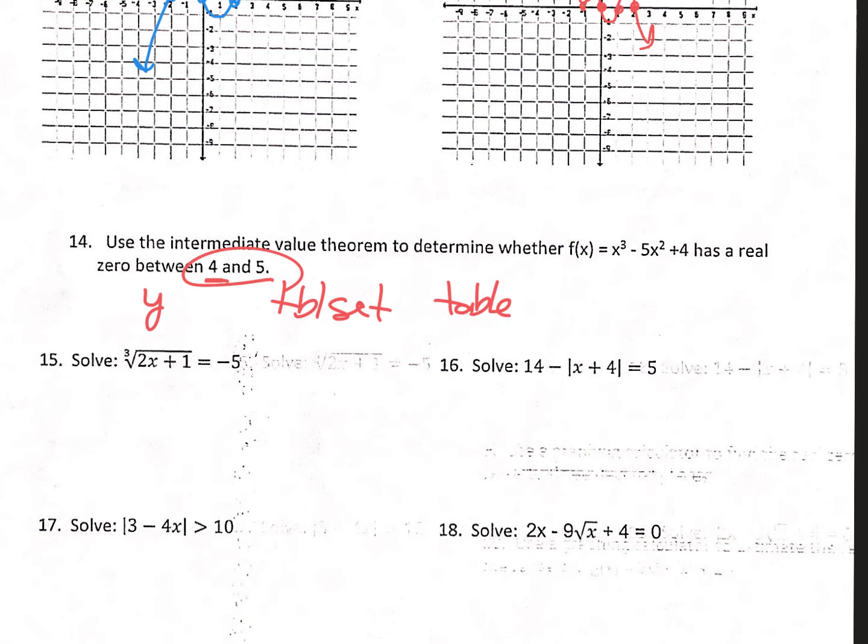If they have different signs, and this one did, I remember in class it did have different signs, so we would say, yes, it does have a real 0 between 4 and 5. Now if the signs are both positive or both negative, we would say no.